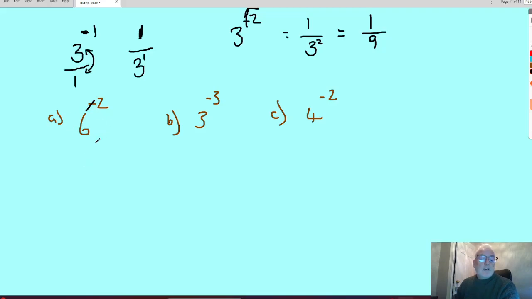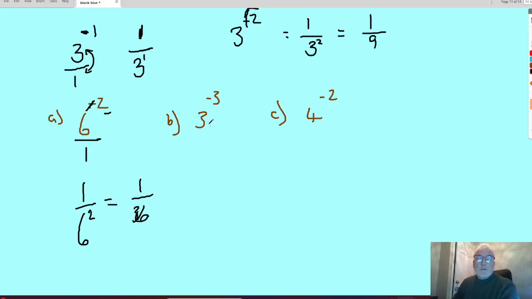Okay, so let's have a look, see how we got on. If we've got 6, remember it's 6 over 1. So if we do the negative index, we're just going to do the reciprocal of 6 over 1, which gives me 1 over 6. And then we're going to raise it to the second power, the positive power that we've got. So 1 over 6 raised to the second power. If I want to evaluate that fully, I can say that's 1 over 36.